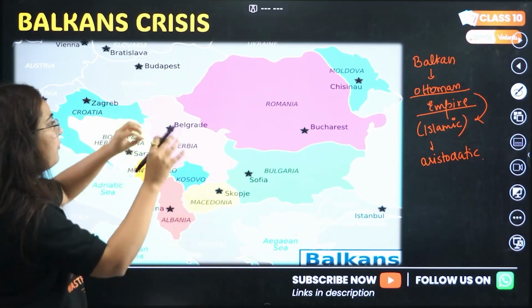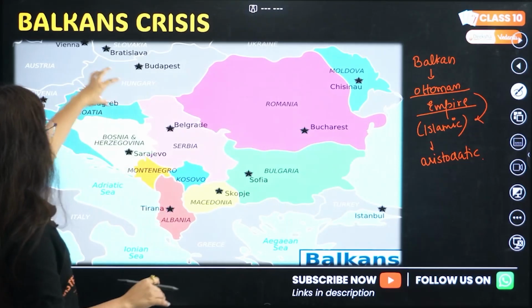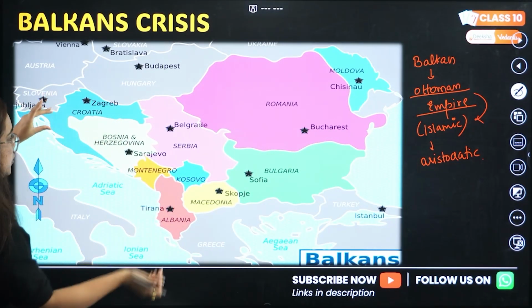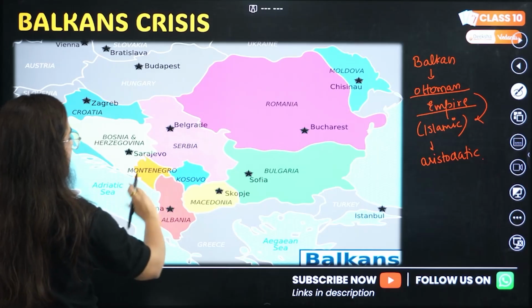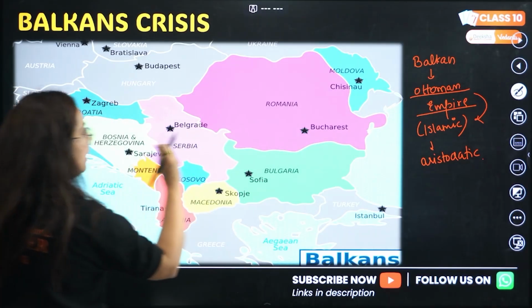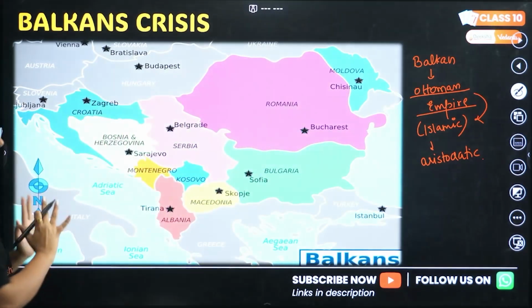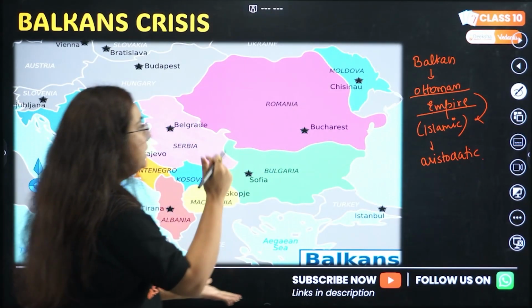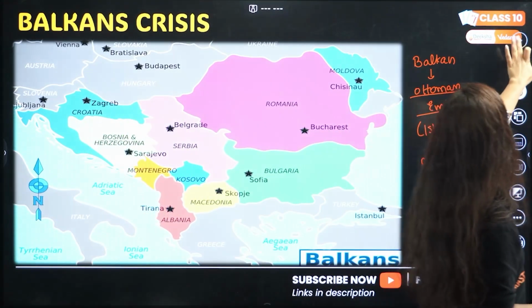Beta, it consists of countries like Romania, Hungary, Bosnia and Herzegovina, Croatia, Serbia, Montenegro, Kosovo, Macedonia, Bulgaria, and many more. This region is referred to as the Balkan region. Now, why did the crisis happen over here?